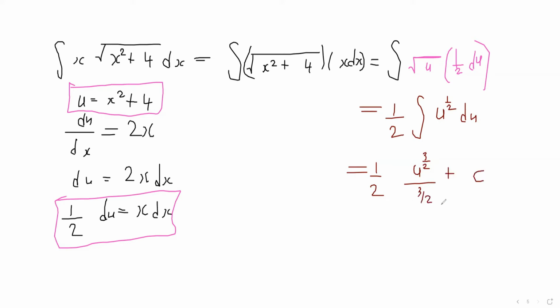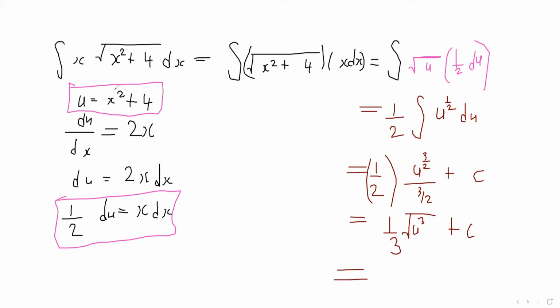If you're dividing by 3 over 2, you're multiplying by 2 over 3. 2 over 3 times a half, when you work that out, 3 times 2 is 6, that actually works out to be 1 over 3. So this is going to work out to be 1 over 3 times u to the 3 over 2, which is u cubed being square rooted, plus some constant c.